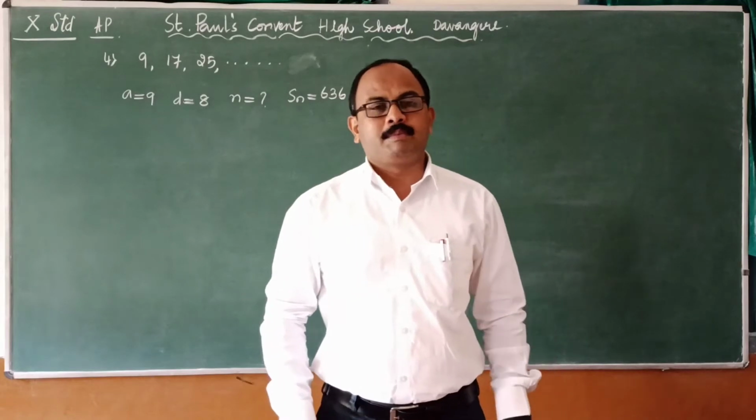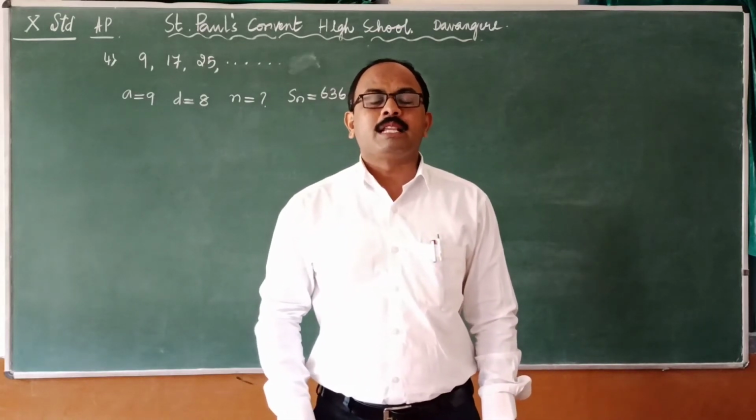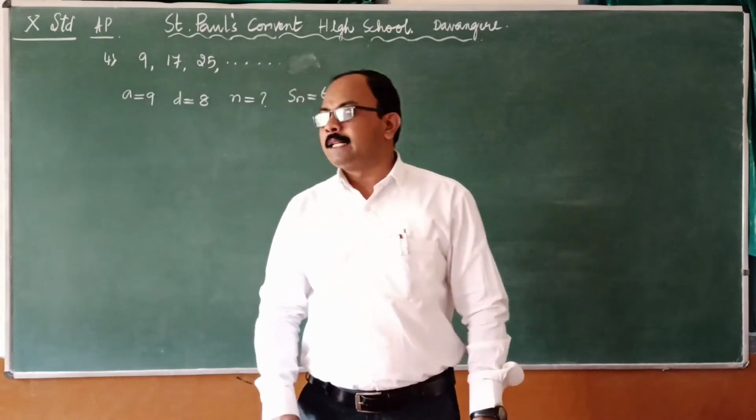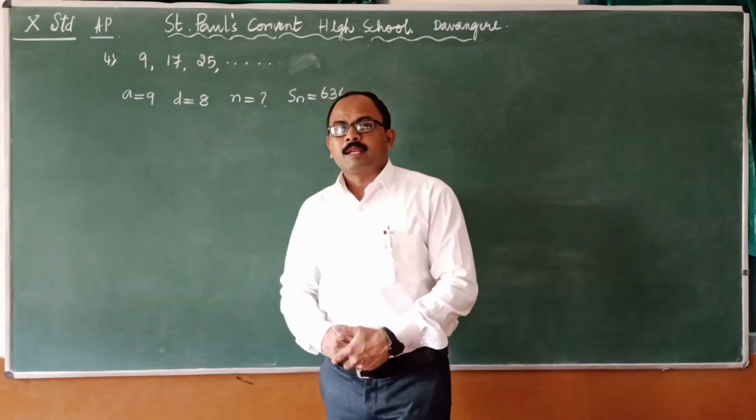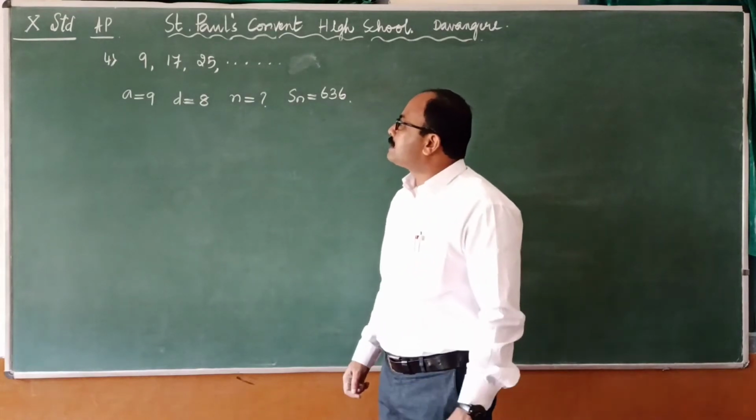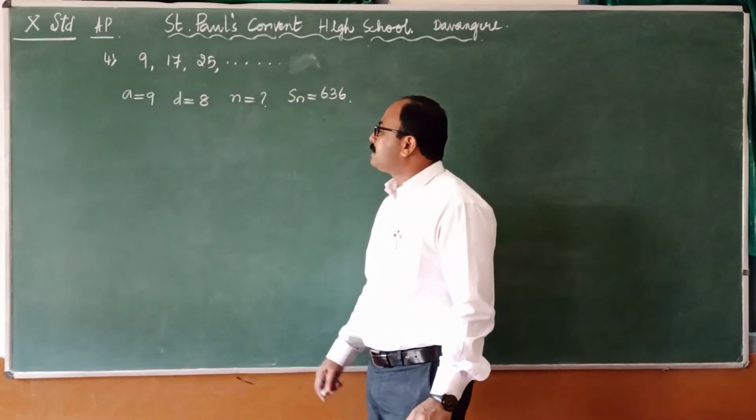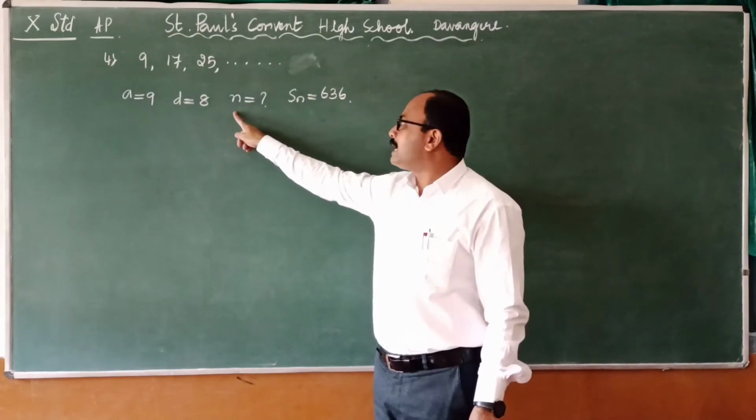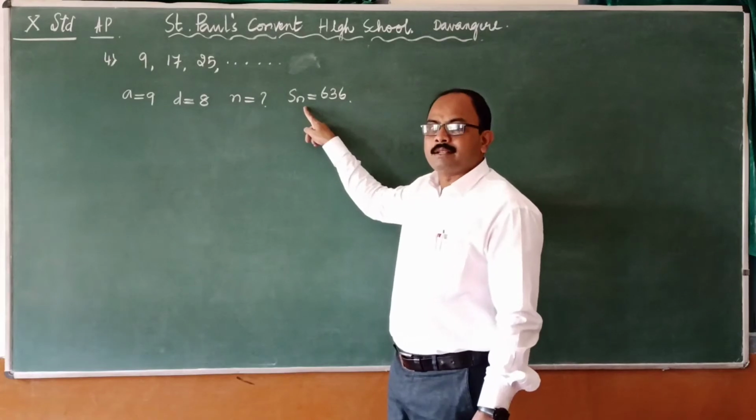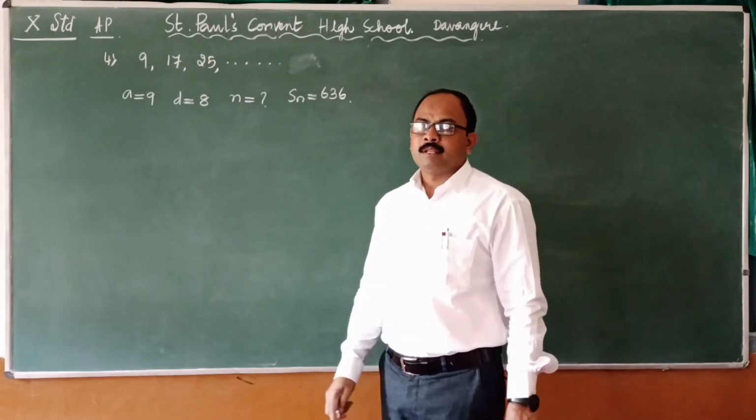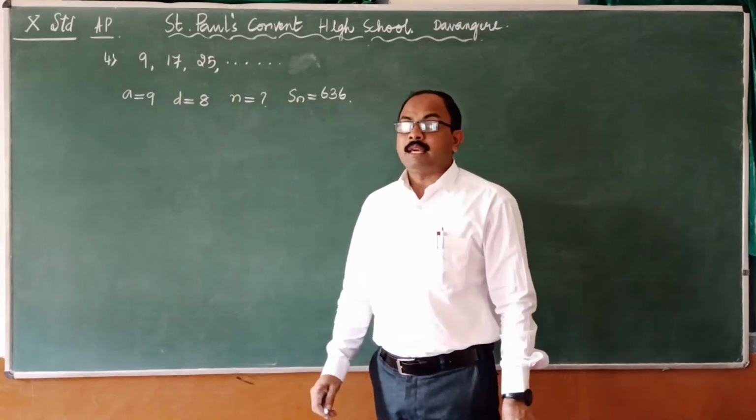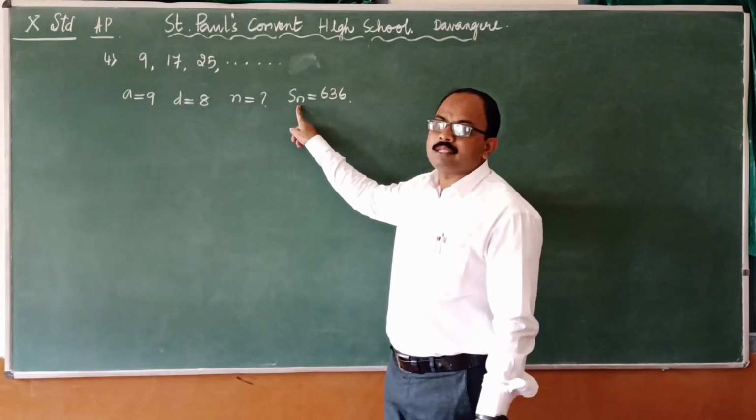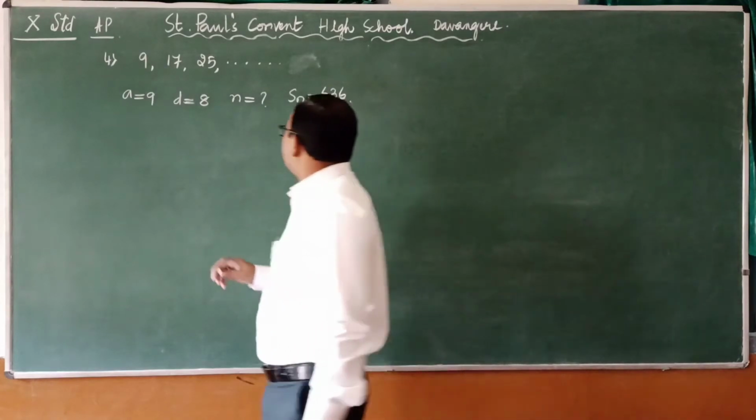We have been doing the sums based on this arithmetic progression lesson. Let's continue with the same. The fourth sum, AP, which is given: first term is 9, common difference is 8. We need to find out the number of terms, whereas the sum of n terms is being given. In this, the nth term is not given, therefore we have to begin with this Sn formula, children.